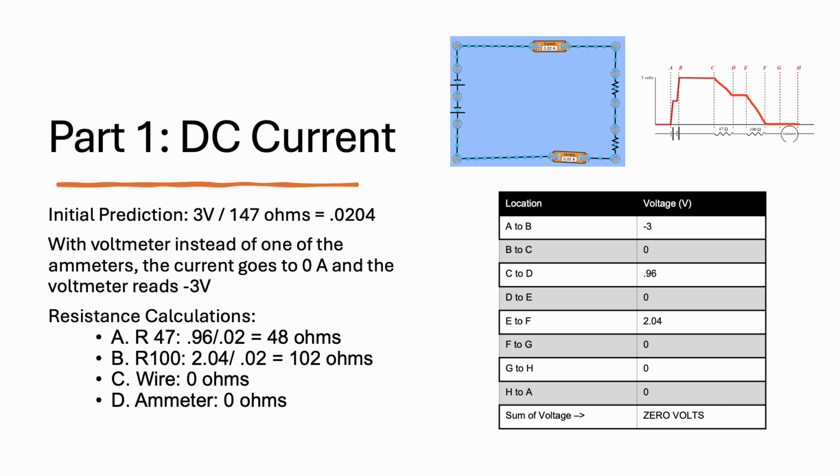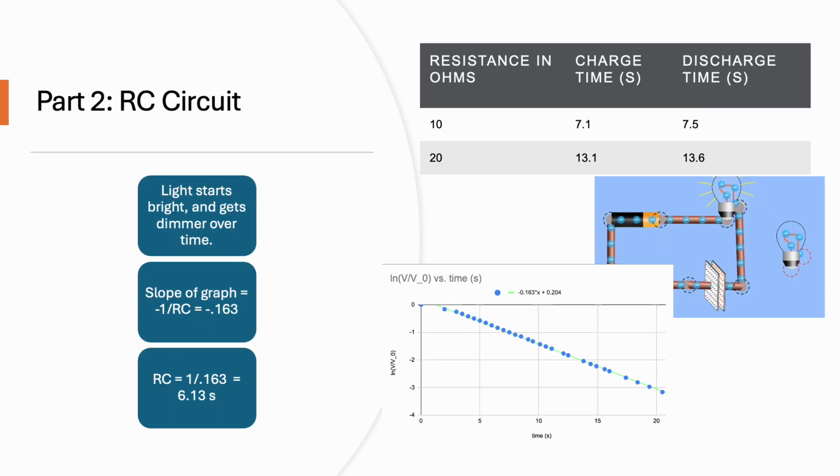And our resistance calculations, which I already mentioned, but I put how I got them: 48 ohms for the 47 ohm resistor, 102 ohms for the 100 ohm resistor. The wire was 0 ohms and the ammeter was 0 ohms because when the voltmeter was attached to those locations, it read 0 voltage.